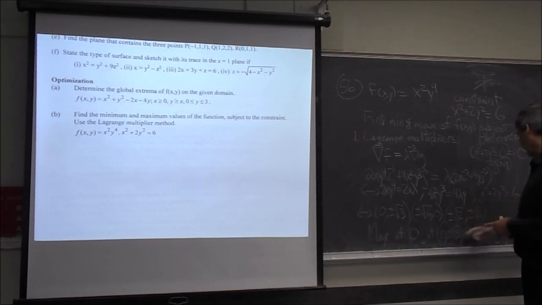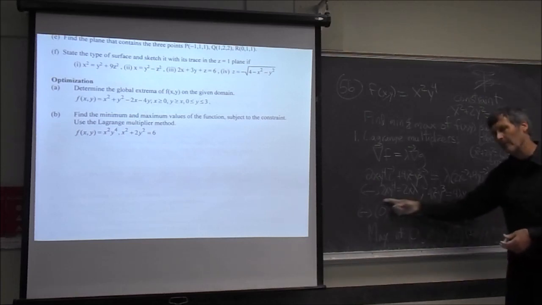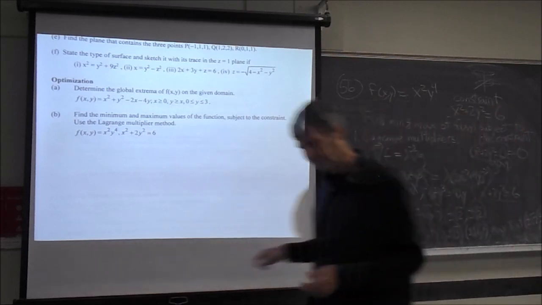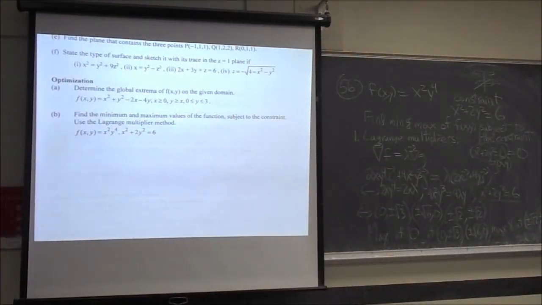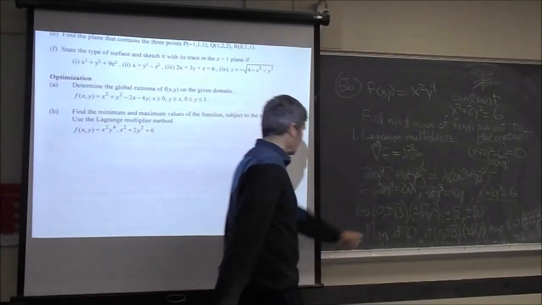So you just plug in all these points. The largest is the maximum, the smallest is the minimum. You find out the maximum of 8 occurs at these points. The minimum of 0 occurs at these points. I really need you guys here to correct my minimum of 0.